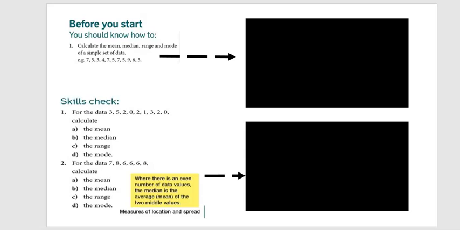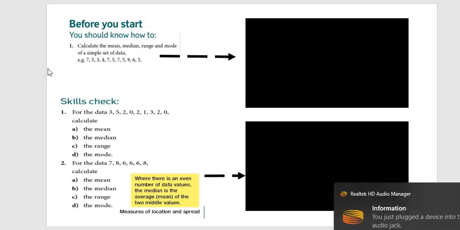Now, before we continue, there are things I want you to look at. Very quickly, calculate the mean, the median, the range, and mode of a simple set of data like the one we have. So we have data given with these values: 7, 5, 3, 4, 7, 5, 5, 9, 6, 5. Try it out. Can someone quickly tell me what we're supposed to do there?